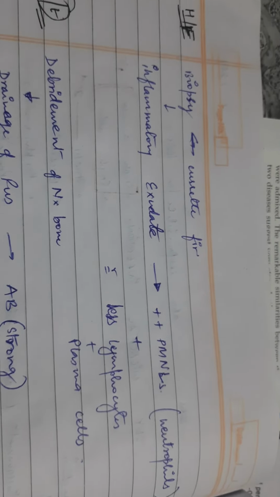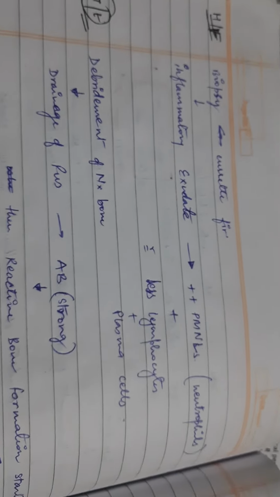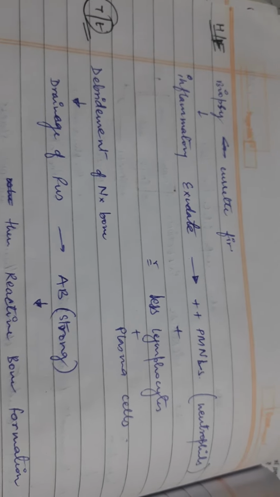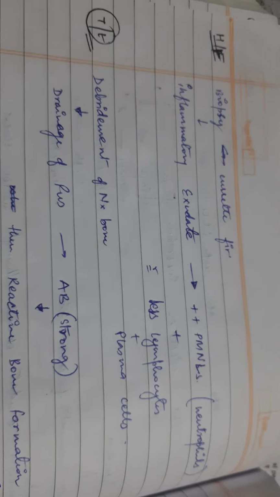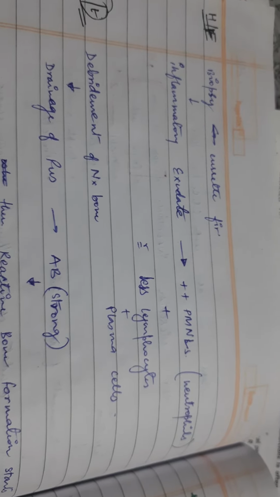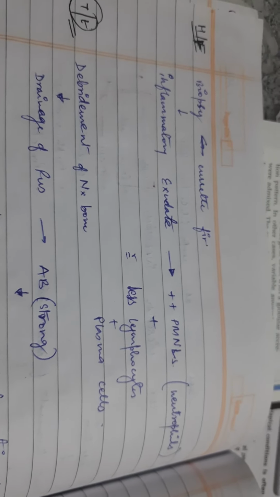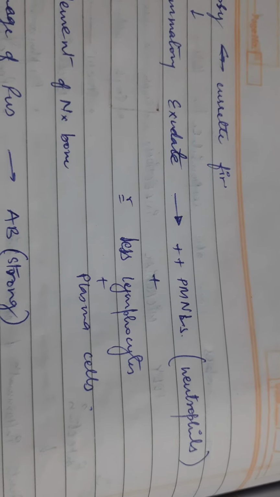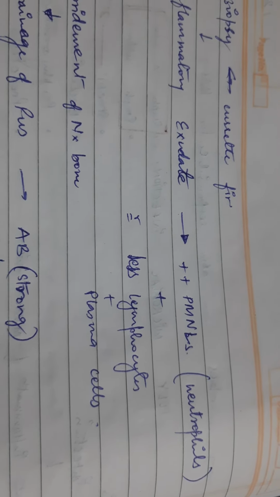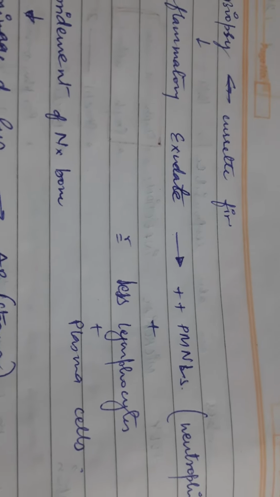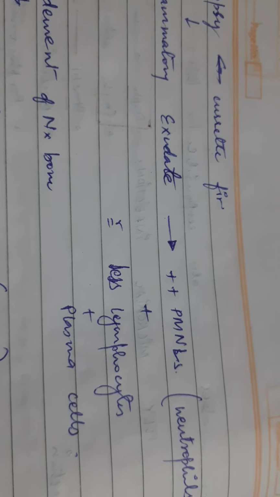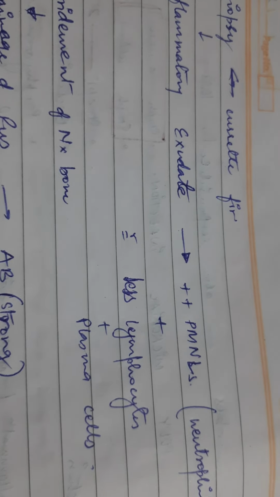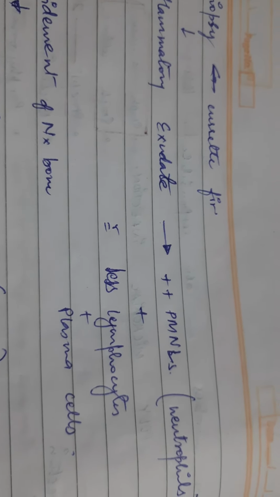Okay, then histological features. For biopsy, first we will do curettage, and then we will take the biopsy. Then we take the inflammatory exudate, which shows increased neutrophils, and less lymphocytes and plasma cells are also seen, but the PMNLs are more.